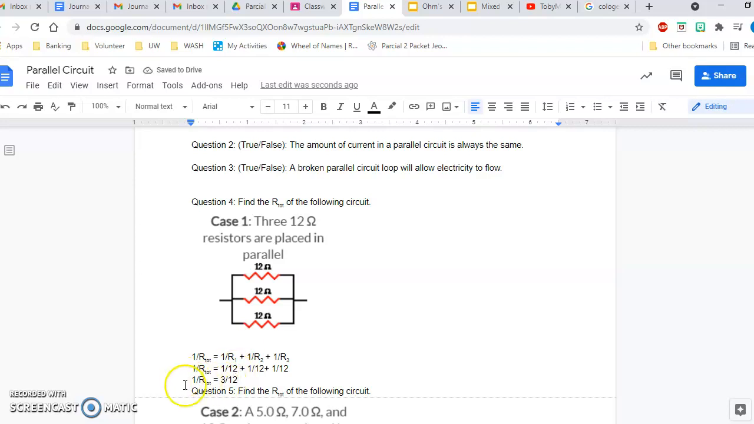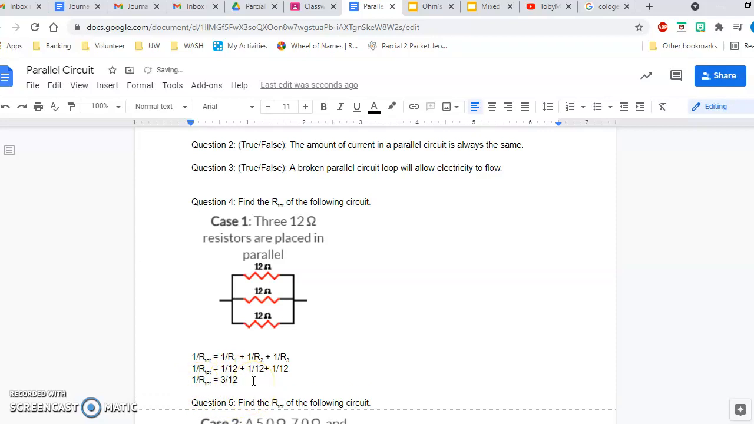Now, the tricky part, we have 1 over our total is equal to this. So we still have to figure out how to solve for our total. And this is when we use what I taught you guys during our Zoom call on Wednesday, which is what I call the fraction flip. So anytime we have a variable on bottom equal to something, we can flip these two spots. And so for this example, we would have 1 divided by 3 over 12 is equal to R total.